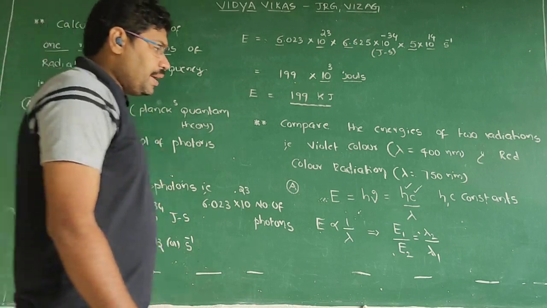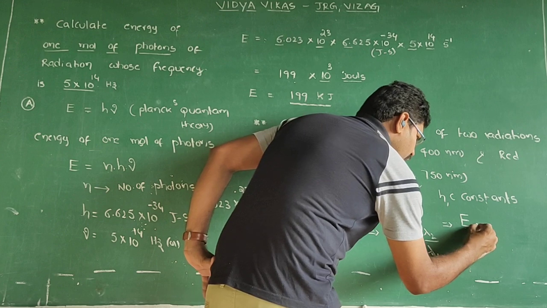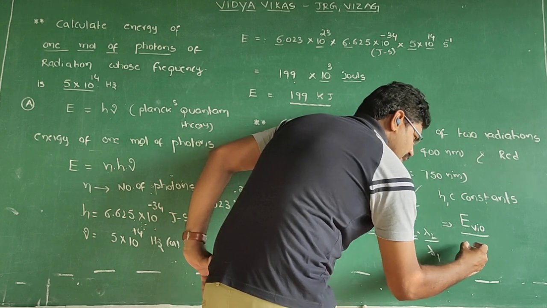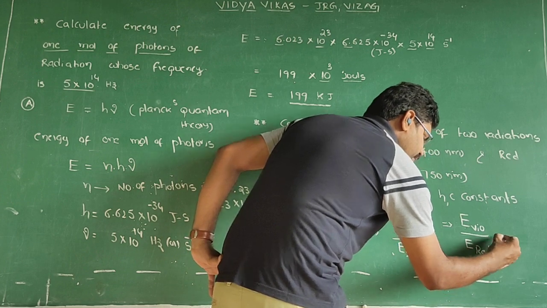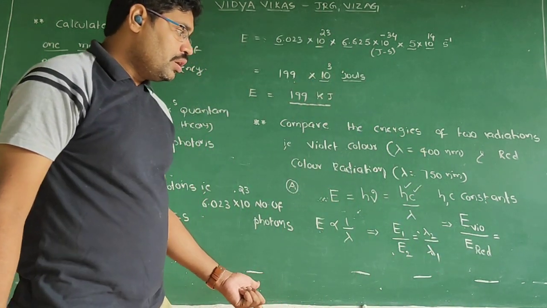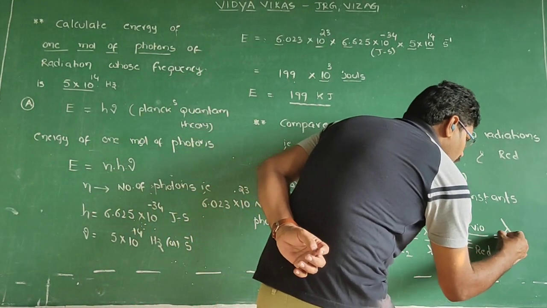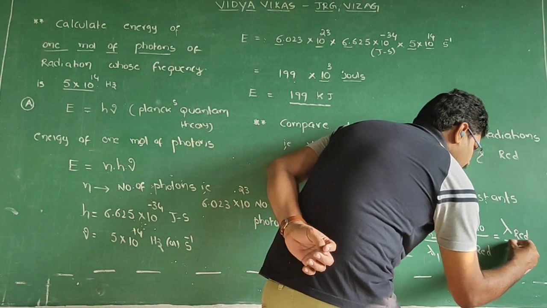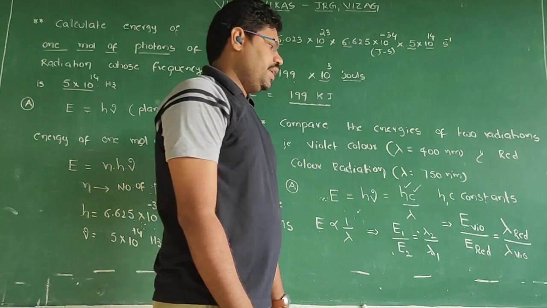Now we are ready to calculate the energy of violet color radiation versus the energy of red color radiation. Means, inverse: the wavelength of red color radiation by the wavelength of violet color radiation, dear students.